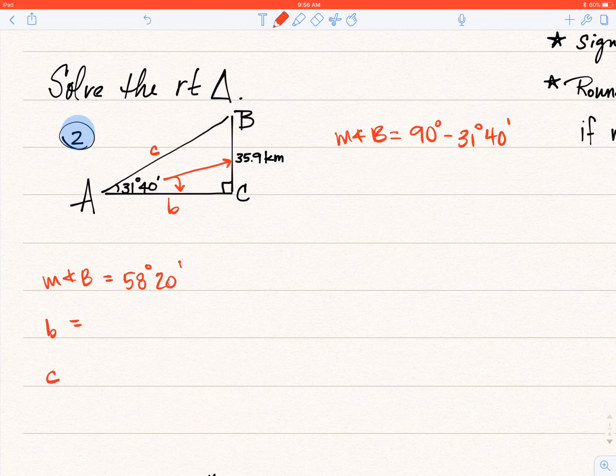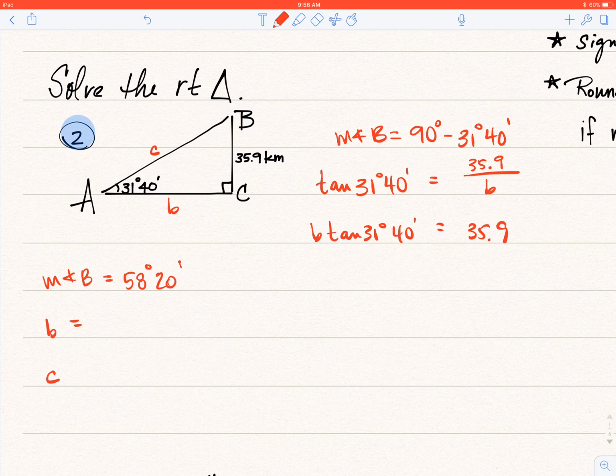Well, the only thing that uses adjacents and opposites is tangent. So I'm going to set up an equation. Tangent of angle A, but I don't need to write angle A. I'm going to write what it's worth, which is 31 degrees 40 minutes, is equal to opposite 35.9 divided by adjacent, which is side B. So now let's multiply by B on both sides, and then divide by the tangent on both sides. So that's going to be B is equal to 35.9 divided by tangent of 31 degrees 40 minutes.